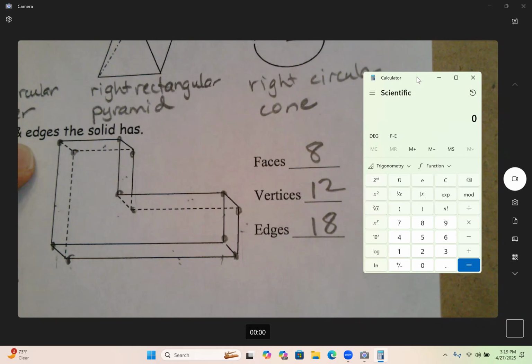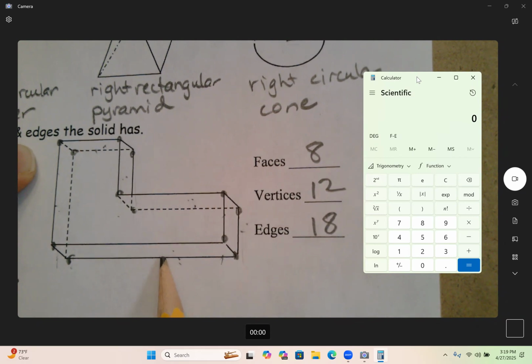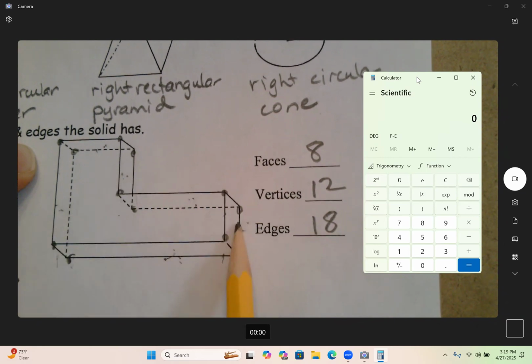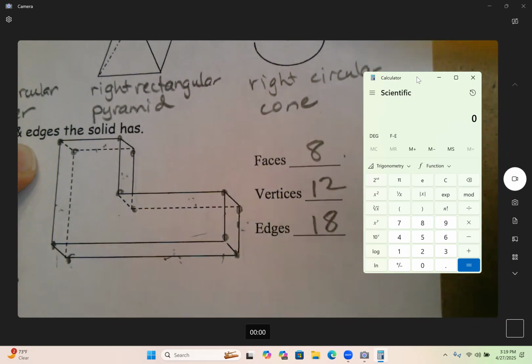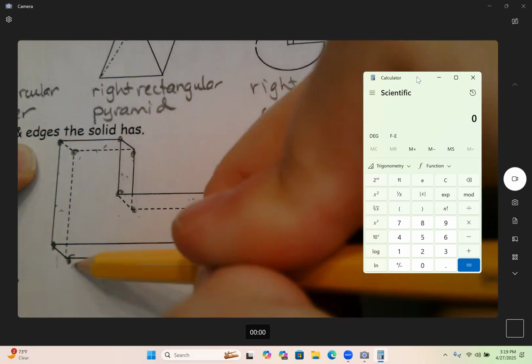I'm going to do that one more time just because that was tough to probably follow. On the faces, you got this one on the top, this one on the top, and this one on the top. So that's 3. Then the ones kind of going left and right: on the left, and in the middle. 3, 4, 5, 6. And then the front L and the back L. That's 8 faces. Vertices: 1, 2, 3, 4, 5, 6, 7, 8, 9, 10, 11, 12.